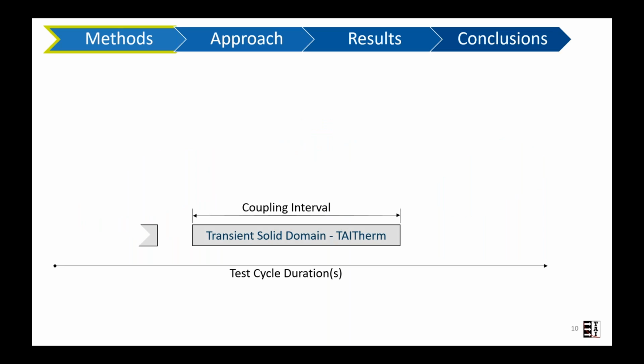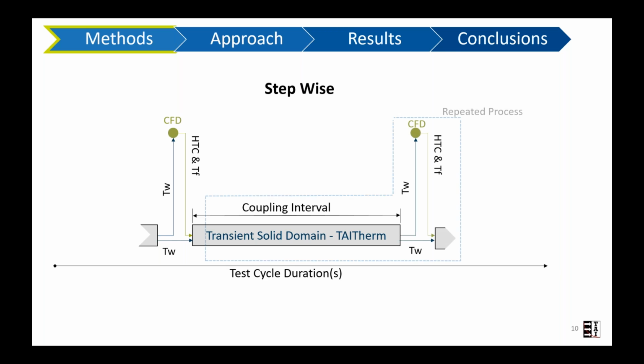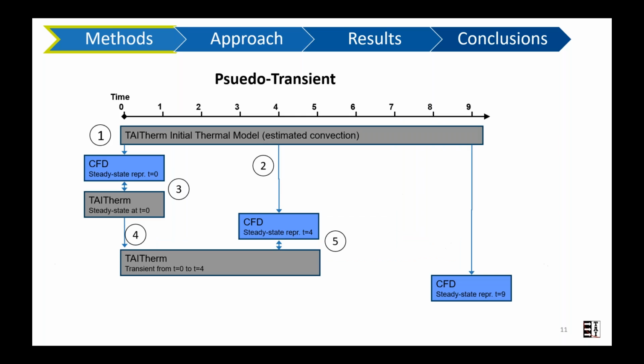The first method that we will look at is stepwise coupling. The process couples a structure to steady flow. First, wall temperatures are sent to the fluid domain at the end of each coupling interval. The fluid solution solves and then sends heat transfer coefficients and fluid temperatures to the structure domain. The next period is then initialized with the wall temperatures of the previous. The transient structure model is solved, and then this entire process is repeated for the duration of the test cycle.